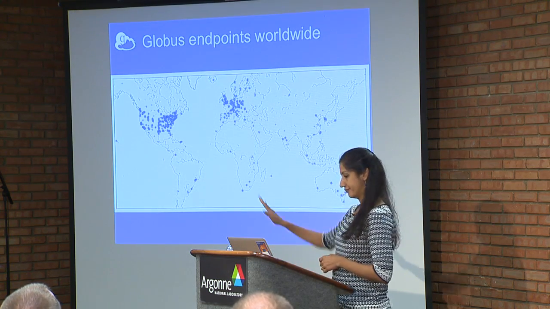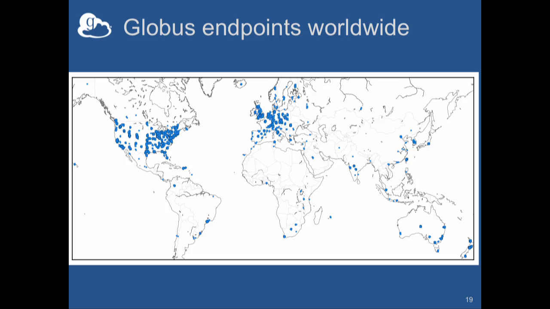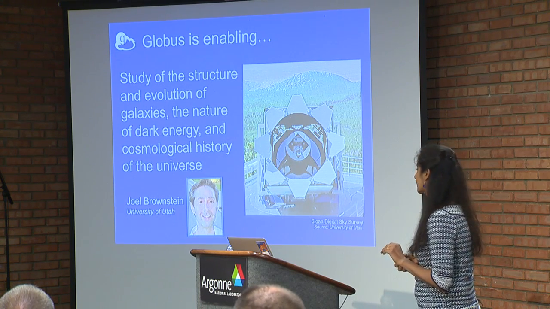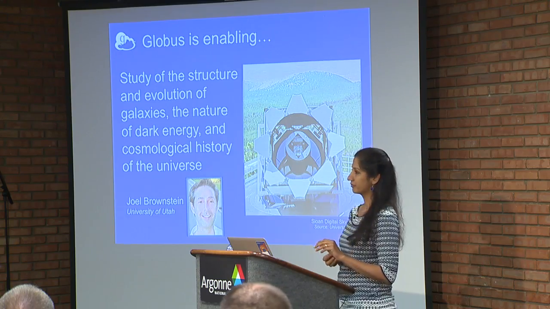So I think we have a map that Ian loves. This one is just to show you the distribution of endpoints. Obviously a lot in the US, but we do have endpoints in other countries. I'm just going to talk about a few examples to give you a flavor of how people are using this. I've talked about capabilities, interfaces, and so on.